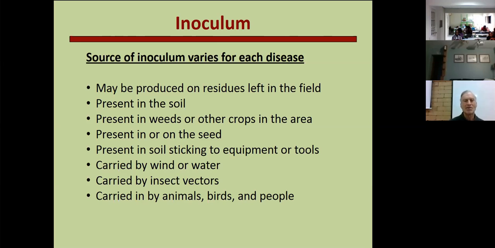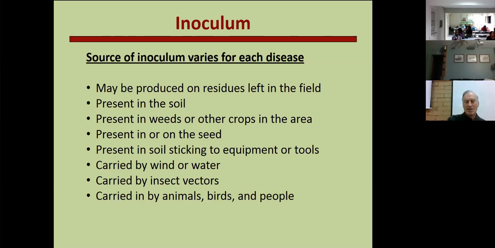Like there's fungi and nematodes that live in the soil, and so they might be there waiting for the roots to grow down and infect them. They can be on other weeds or other crops in the area. If the weeds or the other crops are diseased, then that can be a source for a disease that gets into your crops.